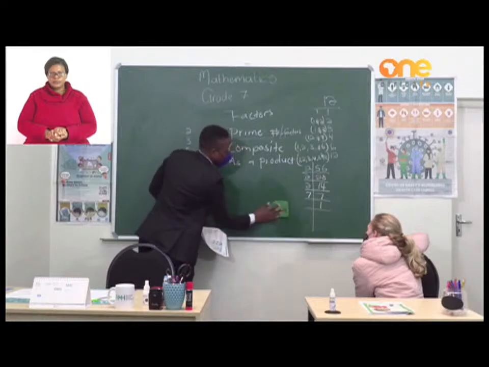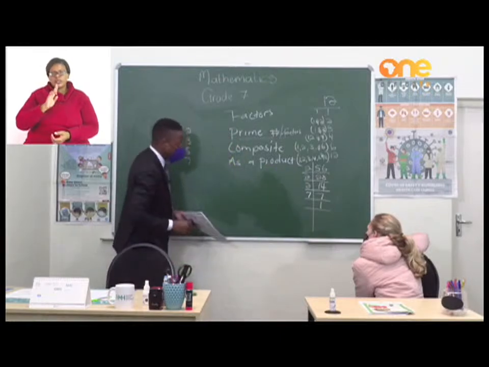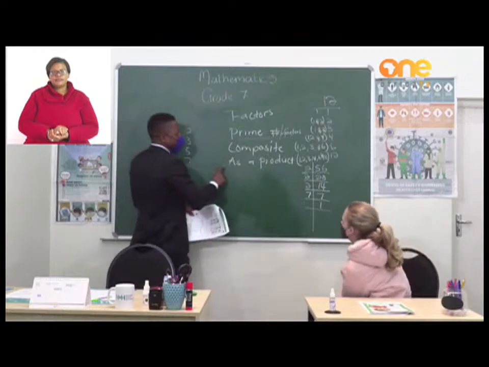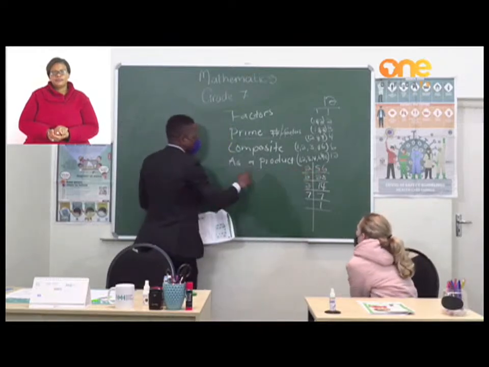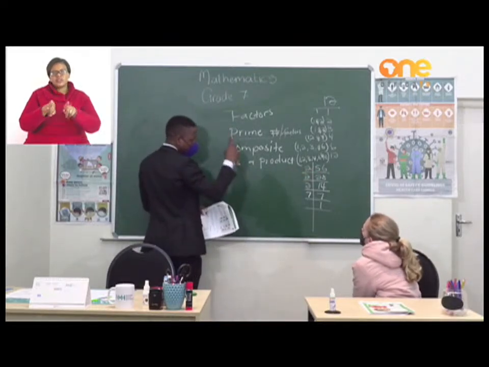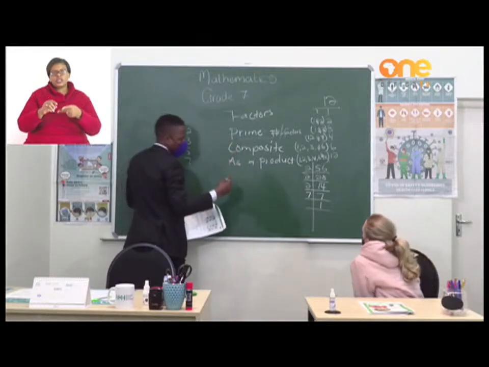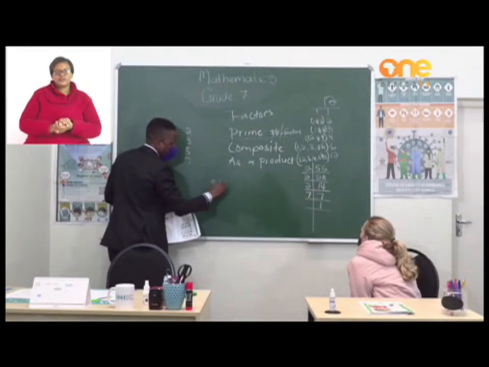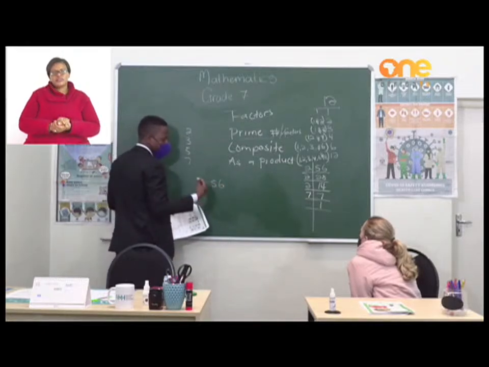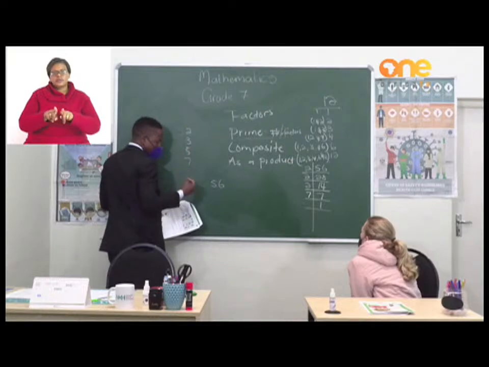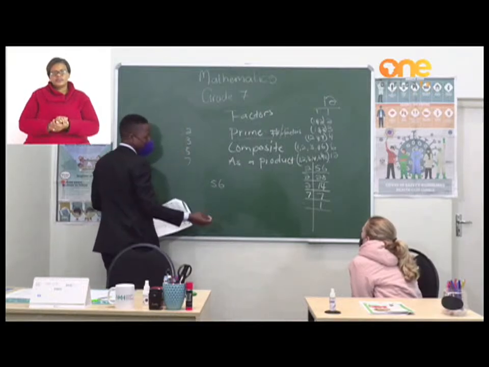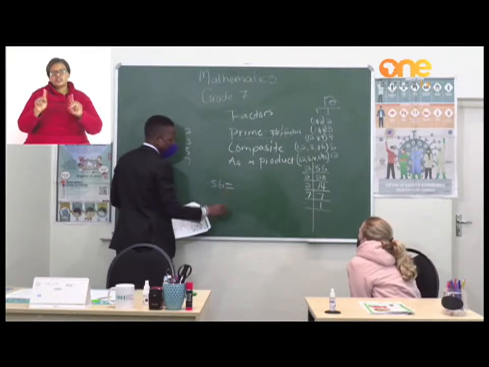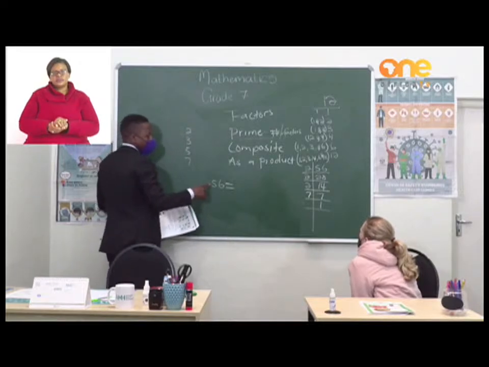You must write it in this way. Write 56 as a product of its prime factors. You write 56 as a product. A product is an answer for multiplication.